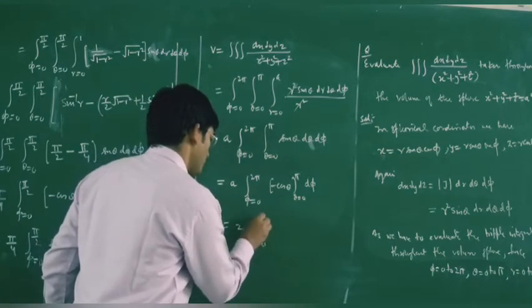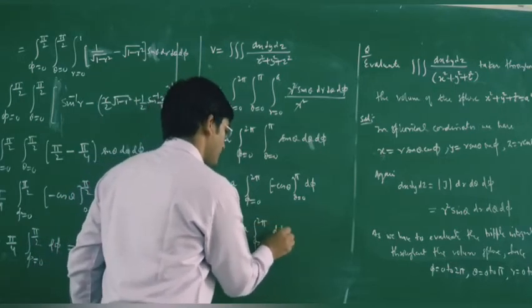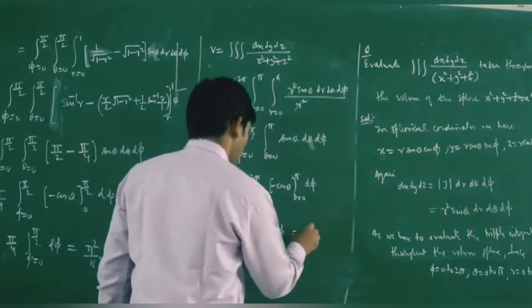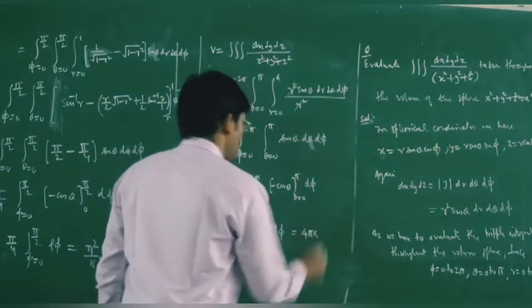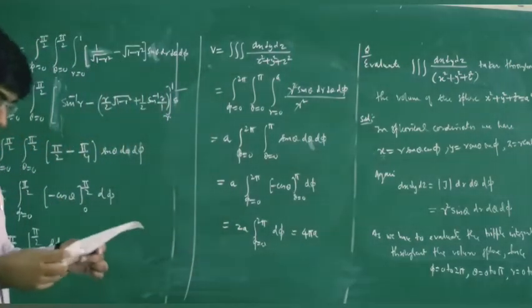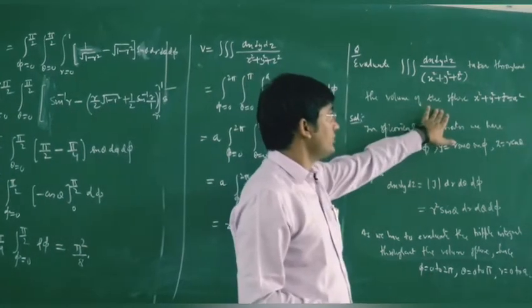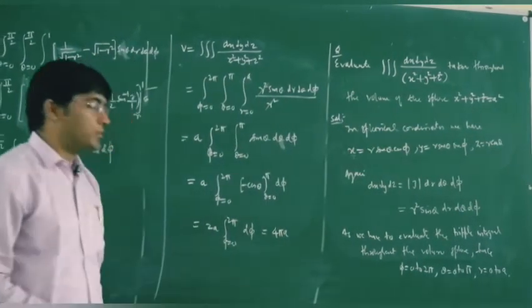Then we have phi equal to 0 to 2 pi d phi, and again the integration of d phi will be phi. So the answer is 4 pi a. So the value of this triple integral for the whole volume of the sphere is equal to 4 pi a.